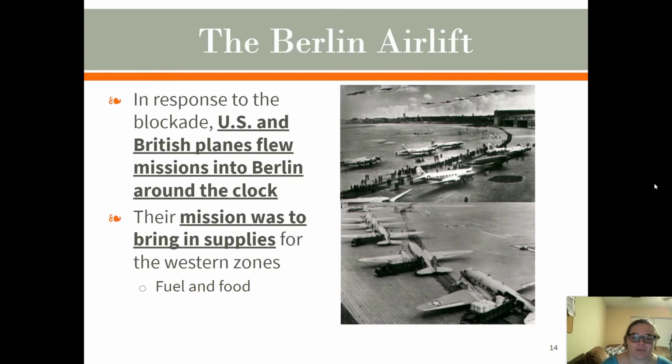Now, France was not at a place where it could do this because it was still rebuilding from World War II. So the United States and Britain are going to fly round-the-clock air missions over Berlin. And they are going to airdrop supplies into Western Berlin.